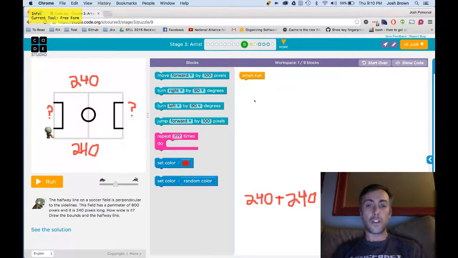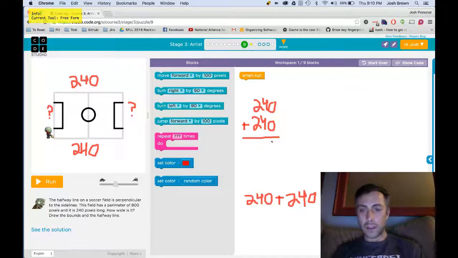So what is 240 plus 240? I apologize for writing this out. 240 plus 240. What does this equal? It equals 0, it equals an 8, and it equals a 4. All right, so we know that these two together equal 480.